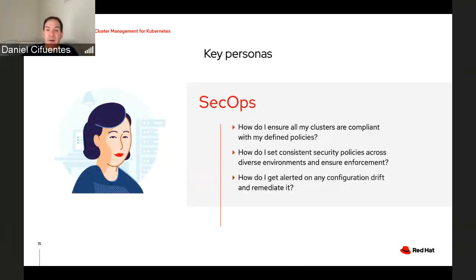So in their minds, they want to ensure that all the clusters are truly compliant with all the policies that they define. And that's hard if you have a lot of clusters and no way to manage them centrally. They want to be able to set from the get-go consistent security policies across everything that gets deployed. And if there is a configuration drift, for example, or even a breaking policy, they want to get alerted so they can remediate it really, really quickly.